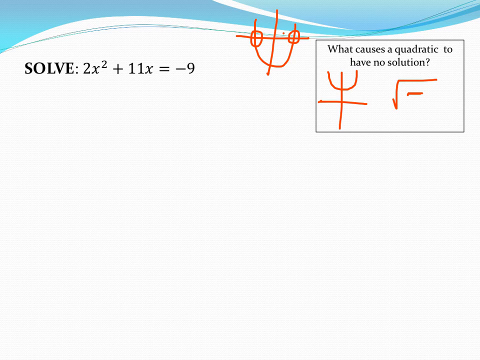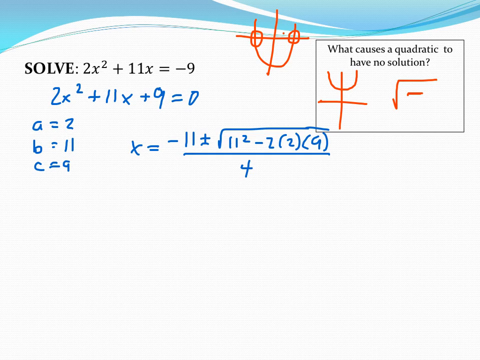So first thing, what should I do? I have 2x squared plus 11x equals negative 9. What should I do first? Hopefully you said that we take that 9 on the other side and bring that over so that our equation is equal to 0. All right, now I'm going to go ahead and solve. So again, what are my values? A is 2, B is 11, and C is 9. So once you get those values, I want you to pause quick, and let's plug it into the quadratic formula and see what you get.